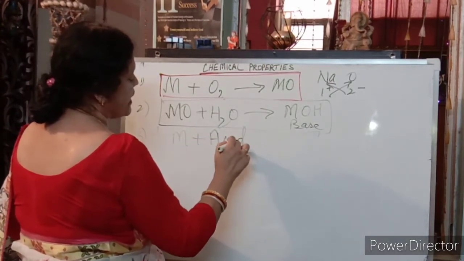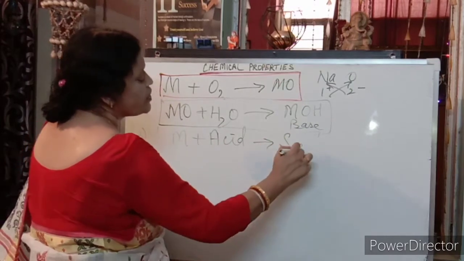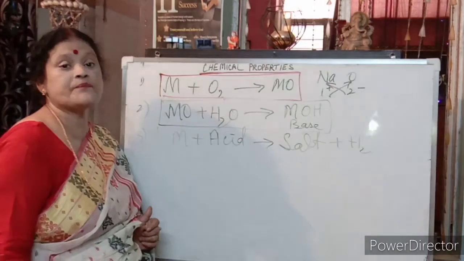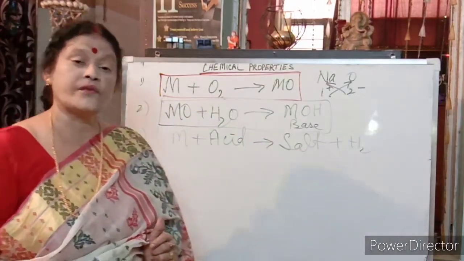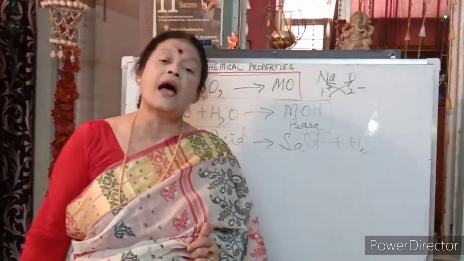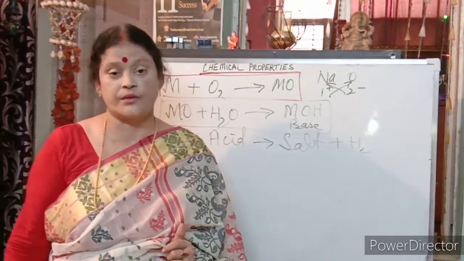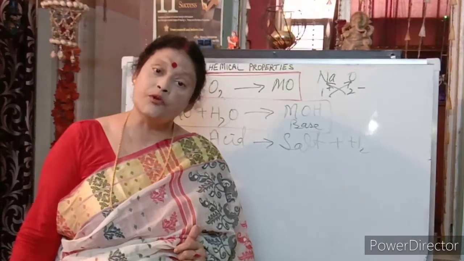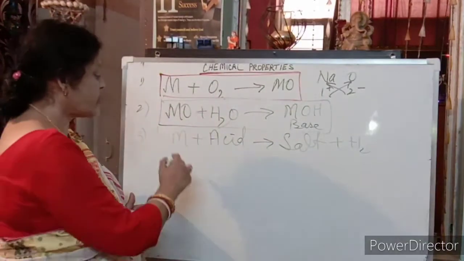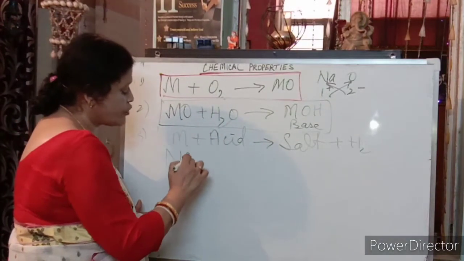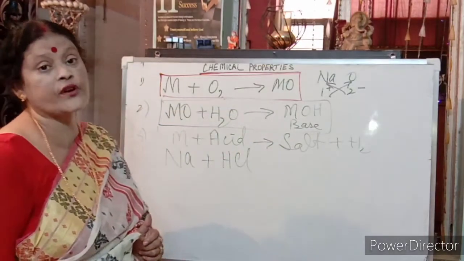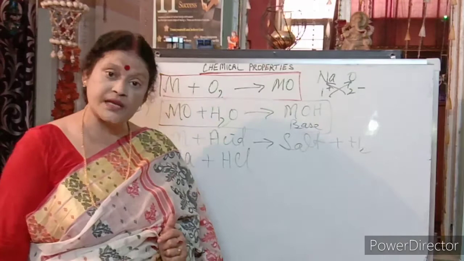When metals react with acid, they form salt, and hydrogen gas is released with a pop sound. Hydrogen gas always burns with a pop sound, because hydrogen is a supporter of combustion. If I am talking about a metal, suppose sodium plus any acid, HCl or H2SO4 is the main acid which we are using here.